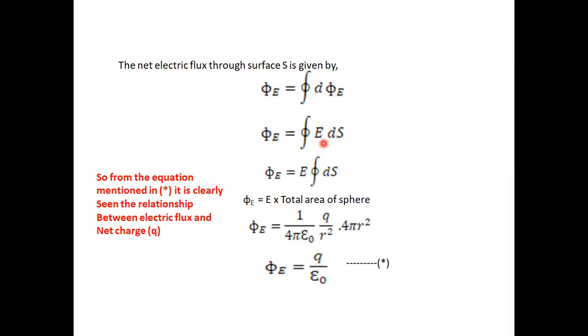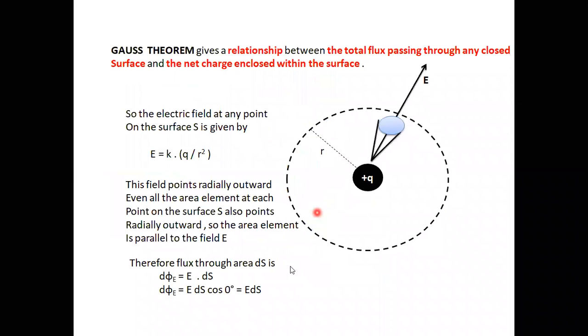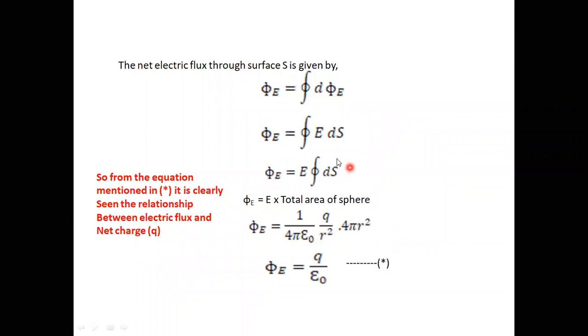Now you replace the value of d phi, which is nothing but E ds. In the earlier slides we have seen that d phi E is nothing but E ds. So you replace that E ds value. And in the next step we can see that since E is constant, we have taken it out of my integration part. How is this constant?